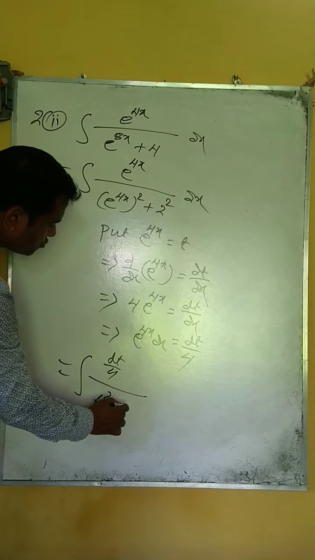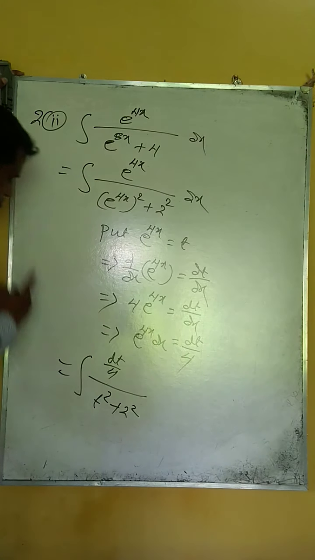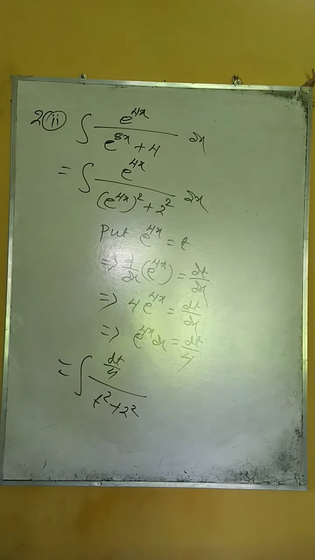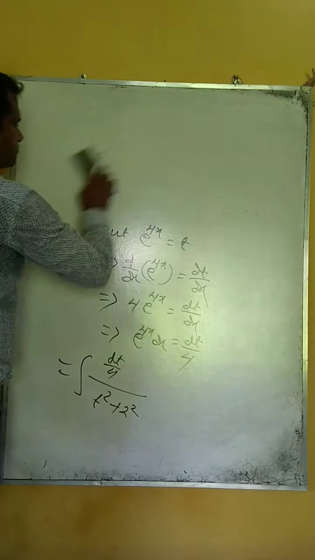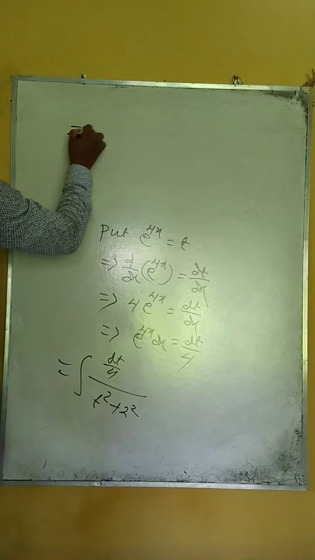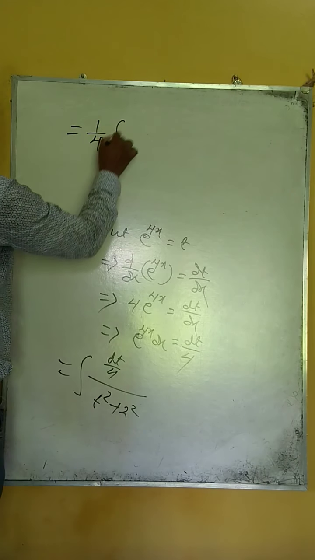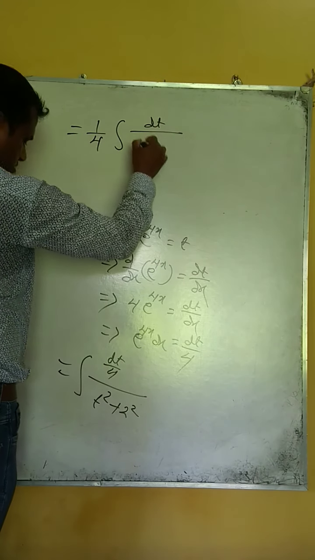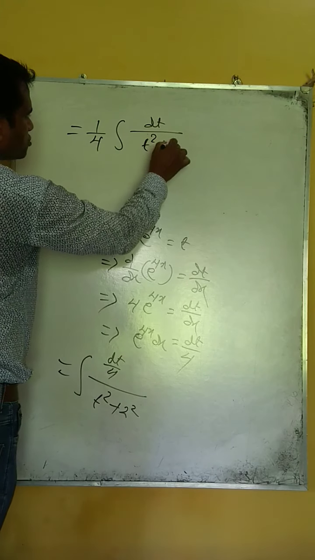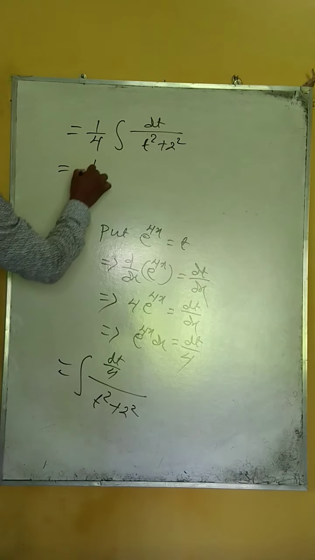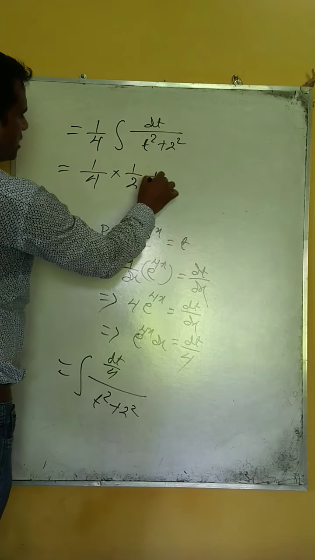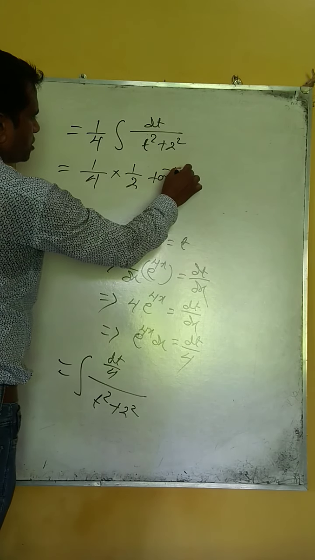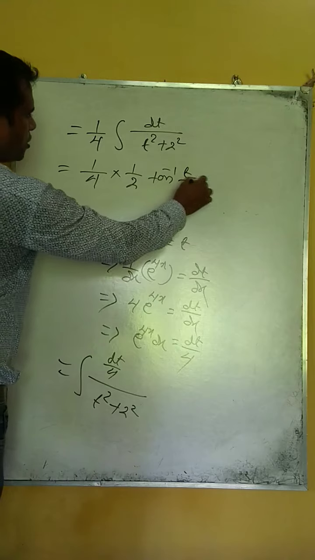t square plus 2 square. So we write it 1 by 4 integral dt by t square plus 2 square. That equals 1 by 4 into 1 by 2 tan inverse t by 2 plus c.